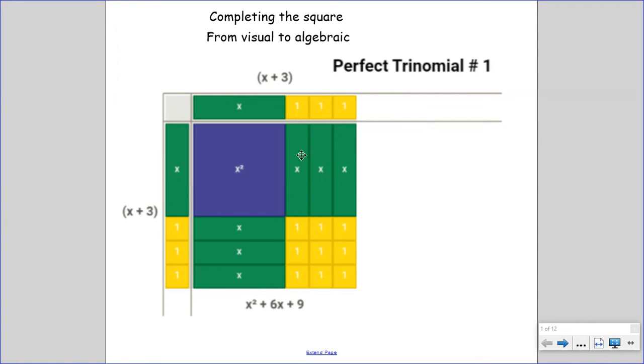We have x plus 3 times x plus 3, and we have this structure that we've been exploring for our area model, x squared, and then 3x and 3x here for 6x plus 9.